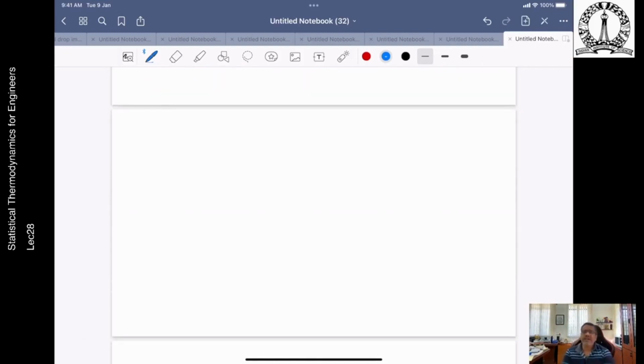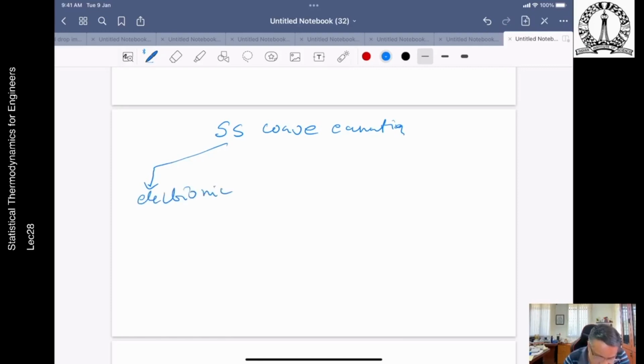So typically, Schrodinger's wave equation gave us electronic, vibrational, and rotational modes. One is electronic, which we just described in detail. One is rotational. One is vibrational. These are the different modes that we got, and these are the different energy levels that we saw.